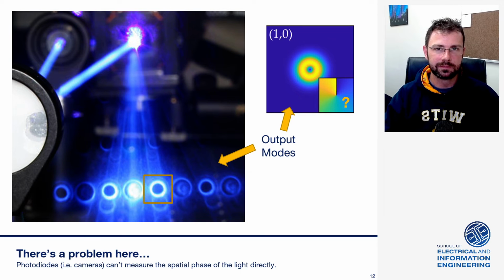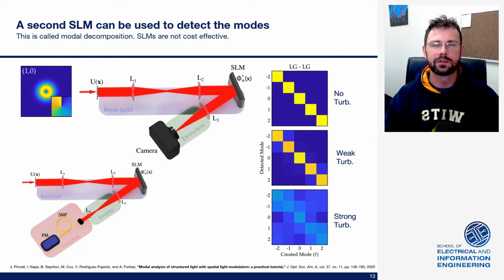Obviously, there's a problem that if we have a camera, we can see the intensity or the amplitude, but we can't actually see the phase. So are we sure that this is actually the OAM mode that we're intending, or is this just a random ring of light? That's a bit of a problem. So what we do, if we wanted to detect this or double check ourselves, is something called modal decomposition.